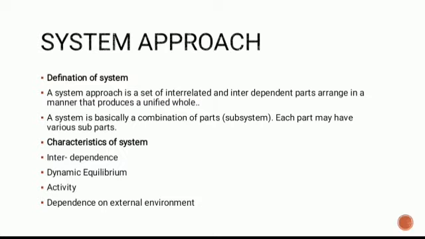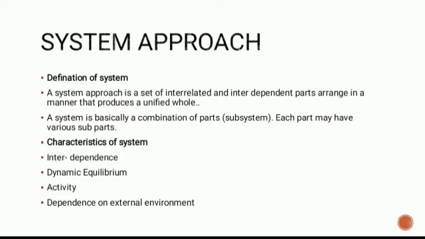Now come to the characteristics of a system. The characteristics of a system are interdependence, dynamic equilibrium, activity, and dependence on the external environment. First comes interdependence. It means the function of a system depends on the proper function of each of its component parts. One affects the other; if one is affected, it may also affect another one.